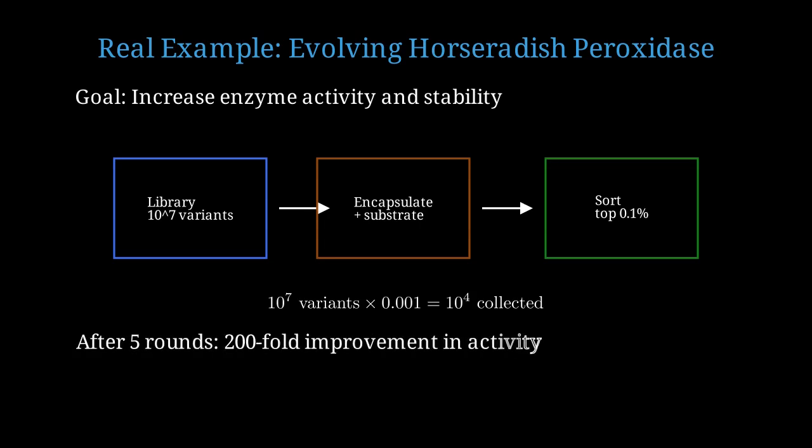After 5 rounds of evolution, they obtained enzymes with 200-fold improved activity compared to the starting enzyme. This would have been impossible with traditional screening methods.